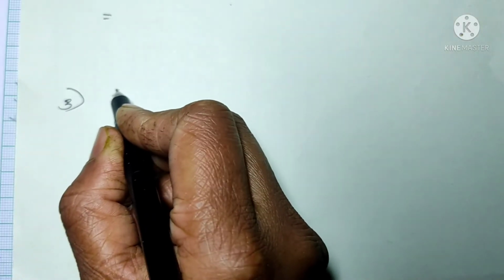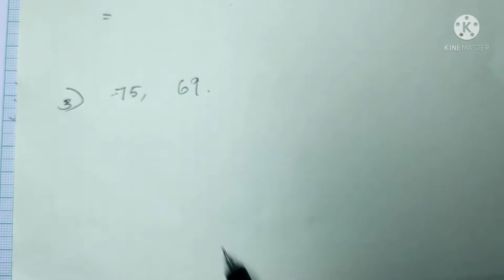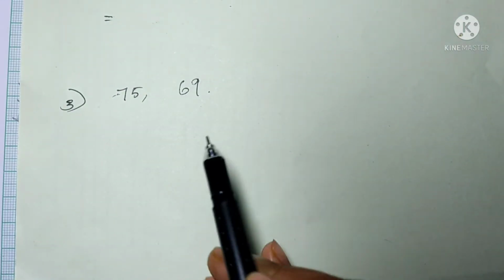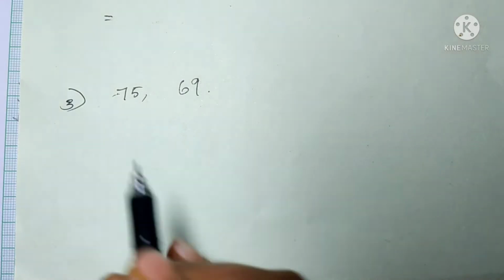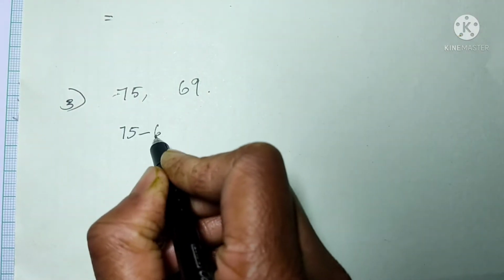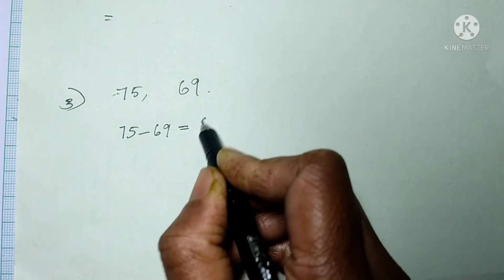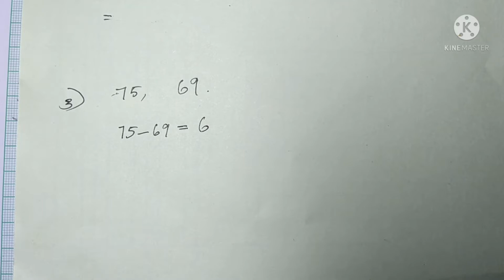The question is asking, what percent of class 9 students were absent? In class 9, 75 is the total number of students. The number of students present is 69. We have to find the percent of students absent. So first of all, we can find how many students are absent. That is 75 minus 69. 75 minus 69 is equal to 6. So 6 students are absent.